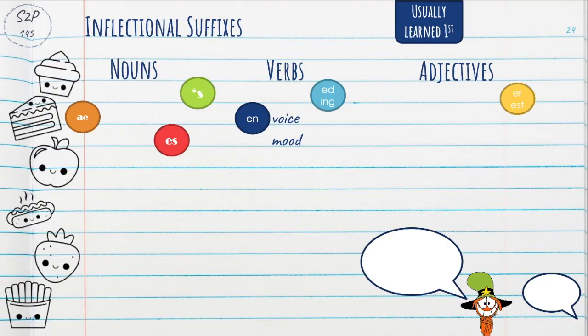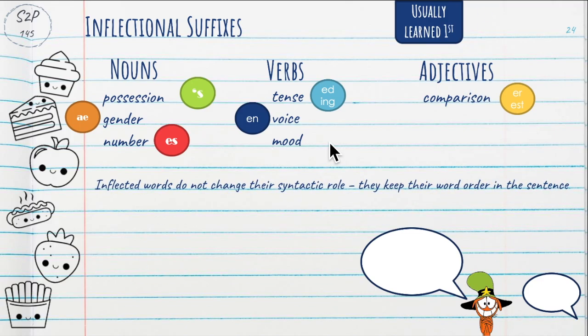For example, if you have a noun and you're going to add an apostrophe S, then you're showing possession. So now it's still a noun, but it's going to show ownership. You can show gender by adding -ess, and you can show number by adding ES or S. Now with verbs, you can show tense by adding ED, ING, and you can show voice by adding EN. You can also show mood by adding EN as well. In adjectives, you can compare with ER and EST, and adding these suffixes, again, doesn't change the role in the sentence. It adds some clarification to its definition or its meaning.